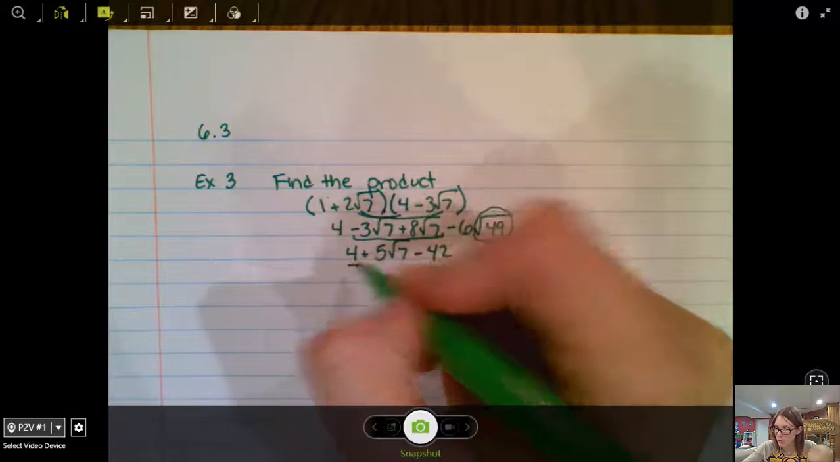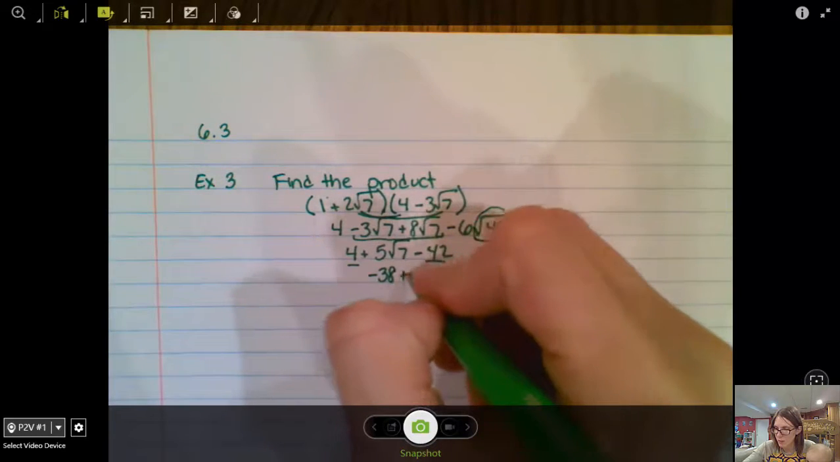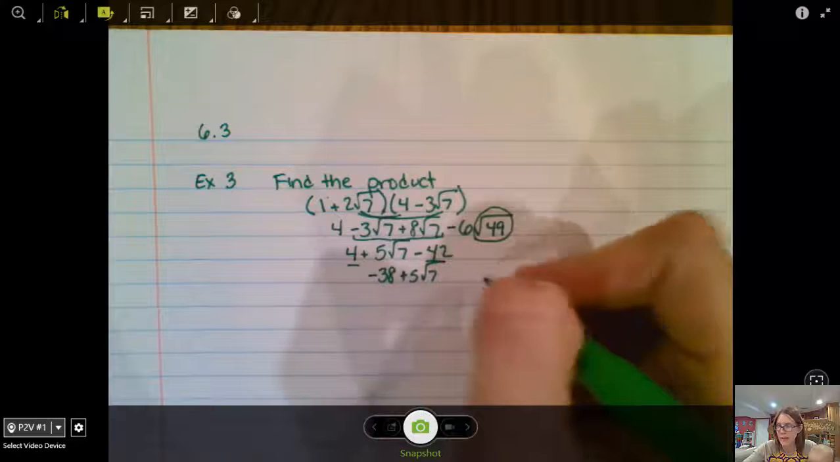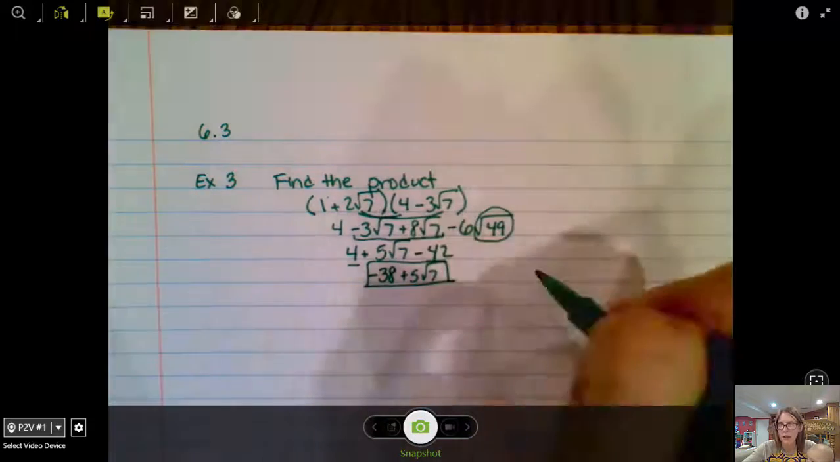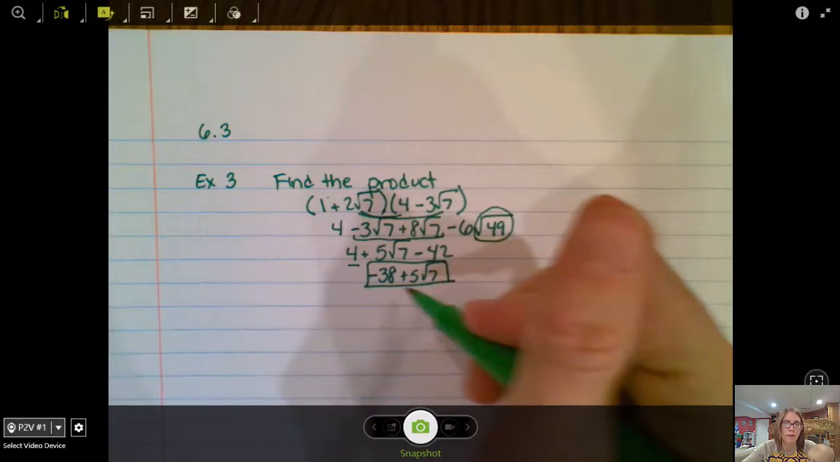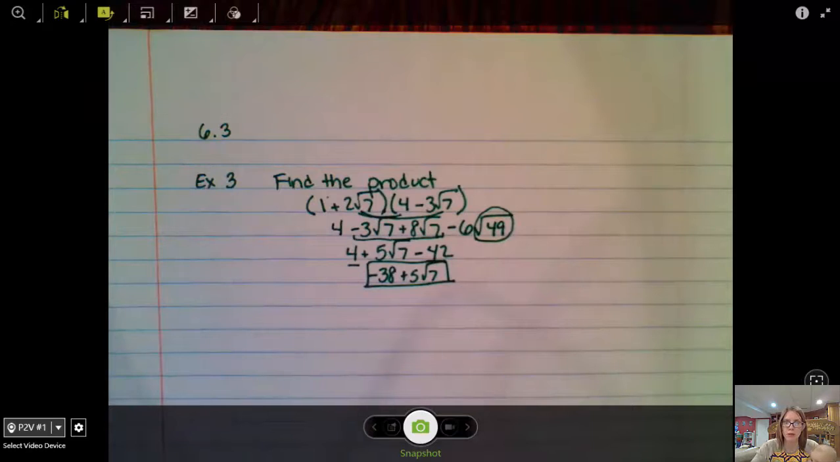Last thing we can do, 4 minus 42 is negative 38, plus 5 radical 7. And remember, we can't actually do this last little bit. We can't combine anything else because we have our whole number. We have our rational number and we have our irrational. We can't combine those.